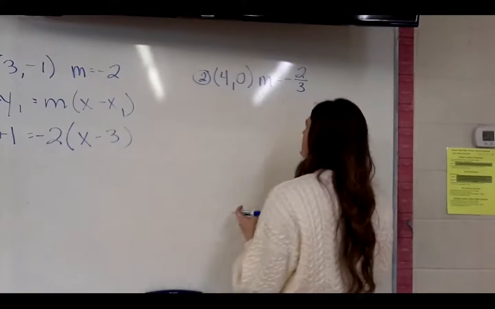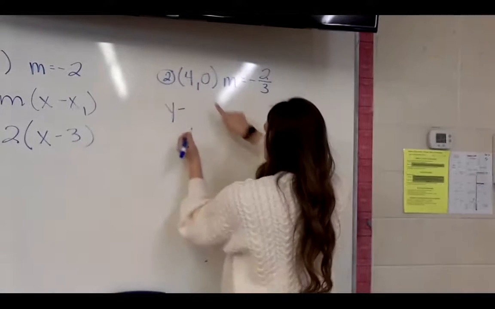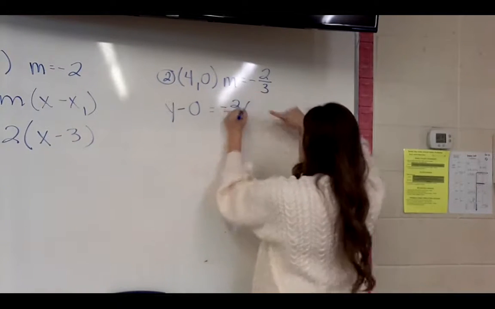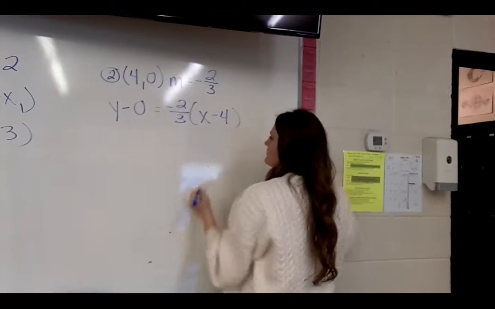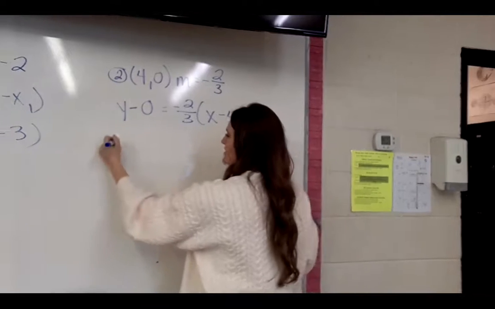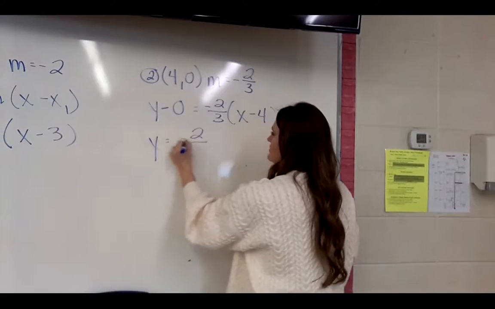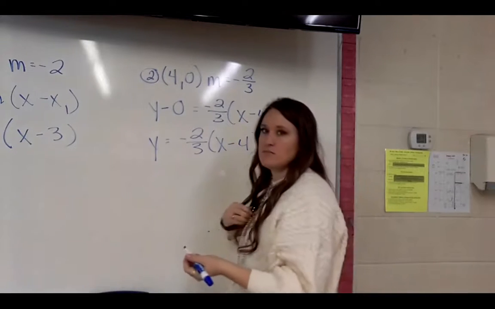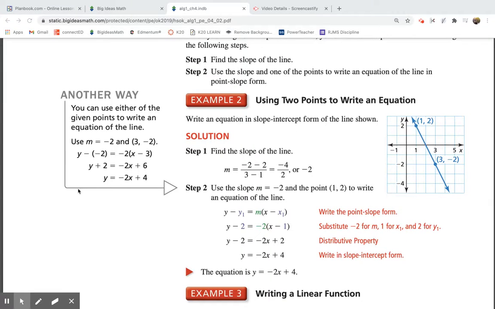So on the second one, same thing. Have y minus y1 equals m times x minus x1. And we can leave it like that, or y minus 0 doesn't mean anything, so we can drop that. And that's it.